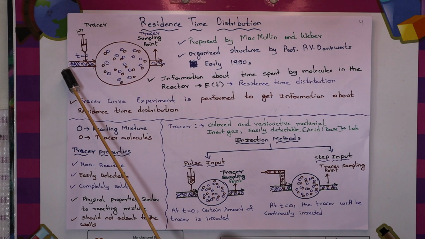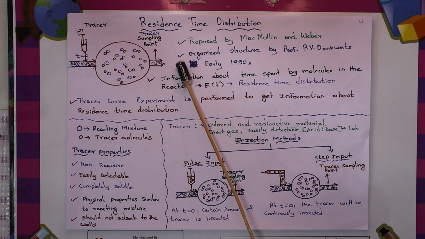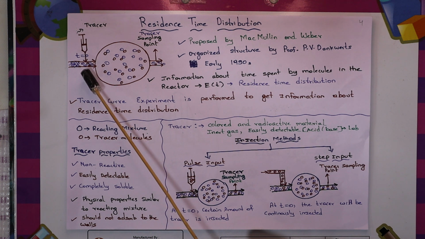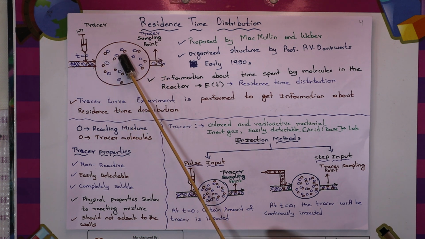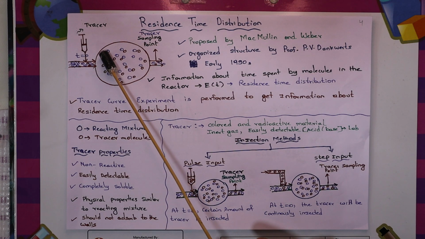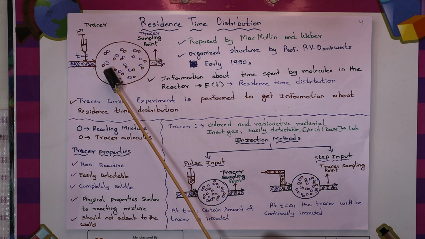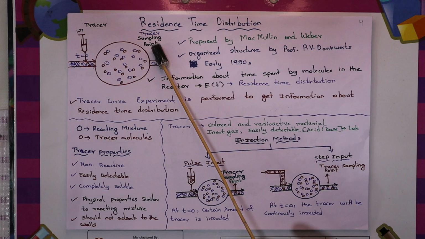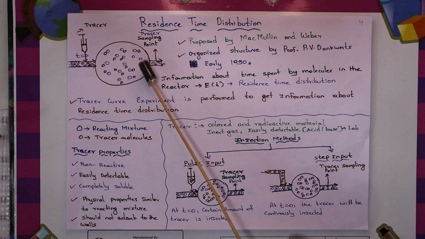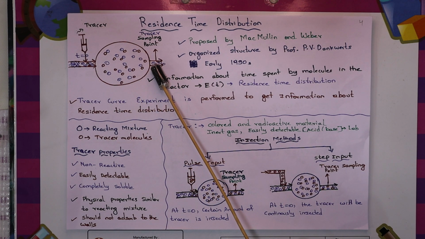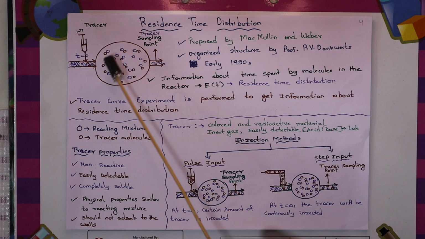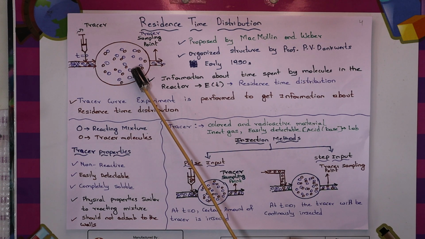There are regular reactants going in and product coming out. In between, we inject some amount of tracer which can be detected, and which will not react in the reactor. It just follows the path of the molecules. At the outlet, we take samples at different time intervals. So we can get information about how many molecules come at the beginning of the time and how many at the end, which gives some information about the time spent by the molecules in the reactor.